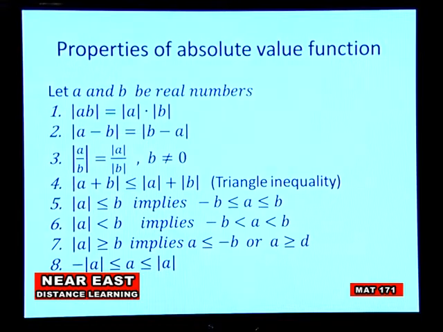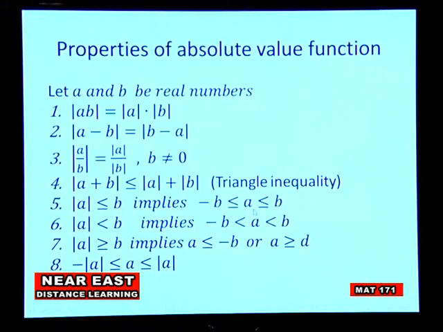Fifth one is absolute value of A less than or equal to B implies minus B is less than or equal to A and is less than or equal to B. If you have absolute value of A less or equal to B, it is saying that minus B is less or equal to A and is less or equal to B. And if you have this, minus B less or equal to A less or equal to B is the same thing as this. So each side will give you the other side. They are equivalent.